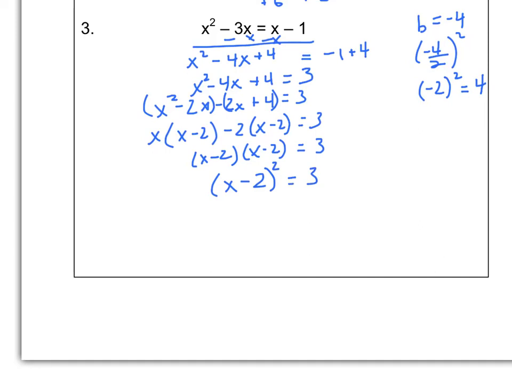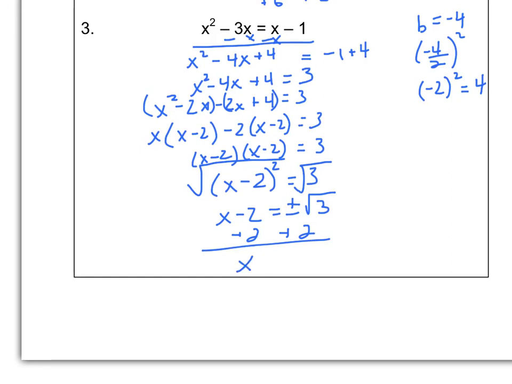Okay, so now we're going to square root this guy and this guy. Square root and square cancel, so I'm left with x minus 2 equals, again, positive and negative square root of 3. Are there any perfect squares that go into 3? No, because it's a prime number. And if I add 2 to both sides, x equals 2 plus or minus the square root of 3.